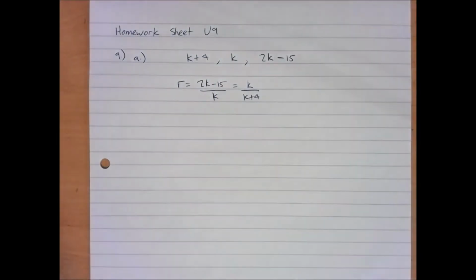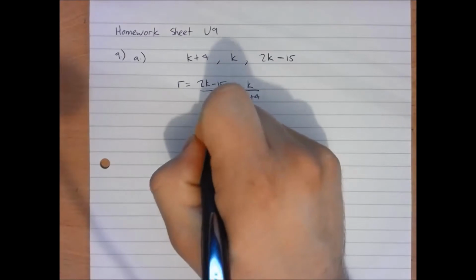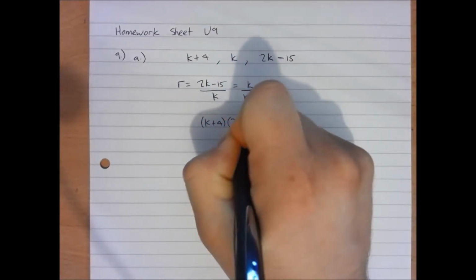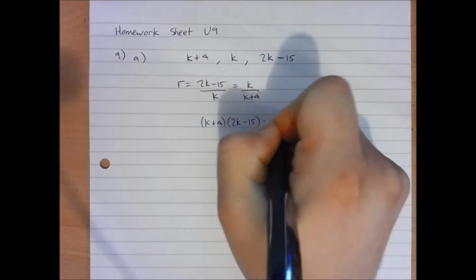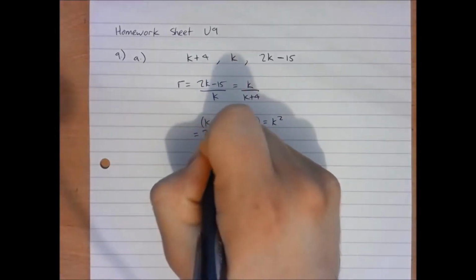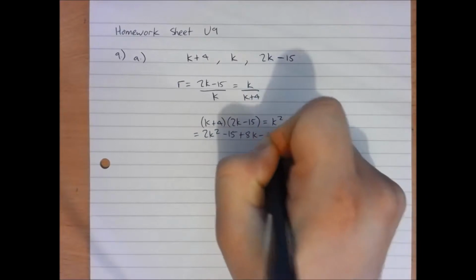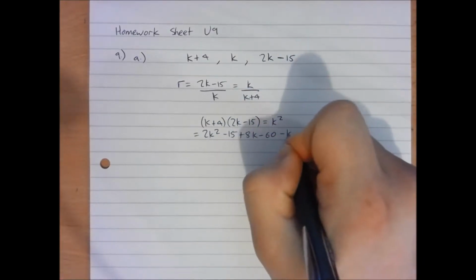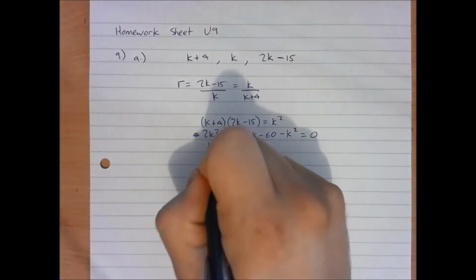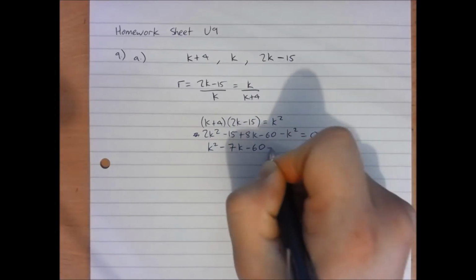And if I just focus on these two parts of the equation, I can cross-multiply to get k plus 4 lots of 2k minus 15 is equal to k squared. If I expand the bracket, I get 2k squared minus 15k plus 8k minus 60 minus k squared equals 0, and that simplifies to k squared minus 7k minus 60 equals 0 as required.